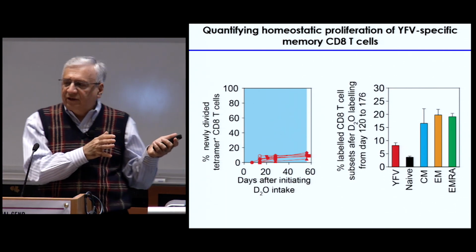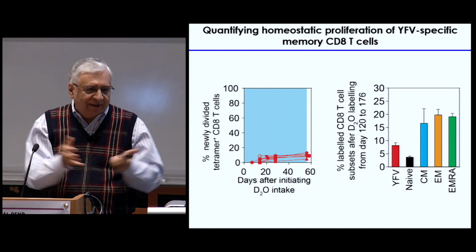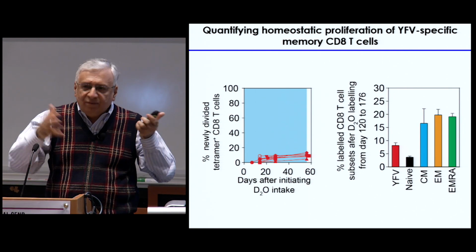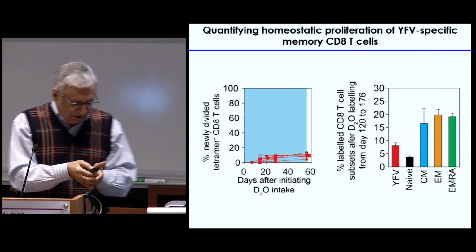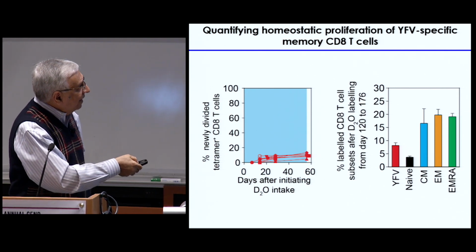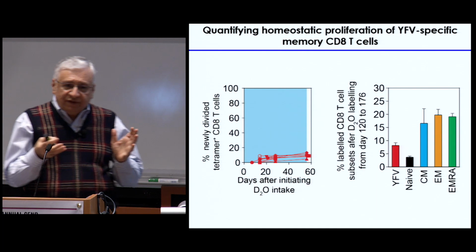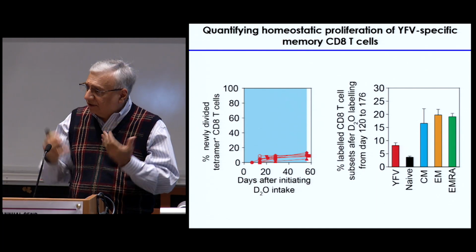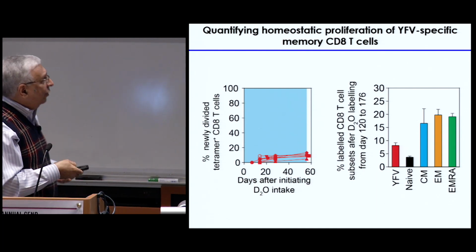He had looked at HIV-infected people, and he had looked at bulk subsets. Okay? And therefore, there was much more activity going on. But here you see very little incorporation in these cells. In fact, they're the closest to naive cells. So they're very, very quiescent in terms of their turnover rate.